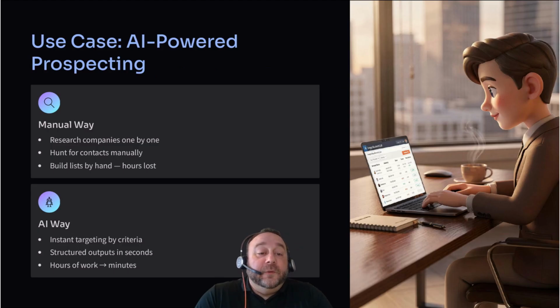Here's where most people get stuck. They treat AI like Google. They type one prompt, expect a perfect answer, and then stop. But AI doesn't work like that. It's iterative. You refine it, you adjust it, you guide it step by step. The best users don't just prompt once, they prompt, review, improve, and repeat. That's how you get high quality results.